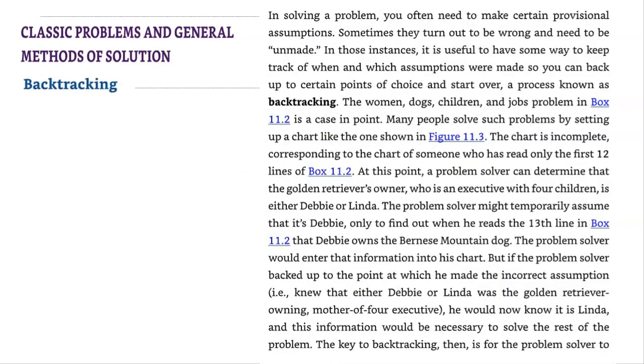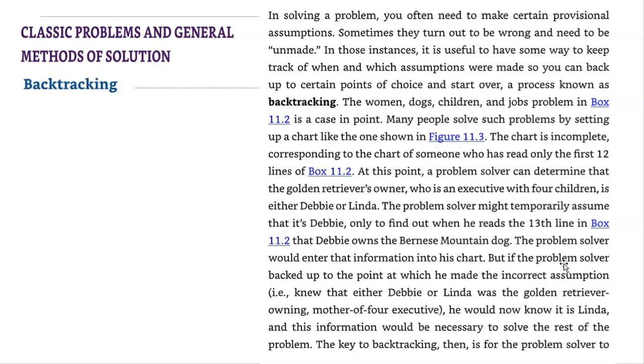So that's the notion. What I have to do in these instances, if you have some way to keep track of the assumptions I made, so I can back up to certain points and start over if I have to, then that's backtracking. So back to the bottom few sentences there. The problem solver would enter information into their chart. This lady's from Canada, apparently. She says his and he.